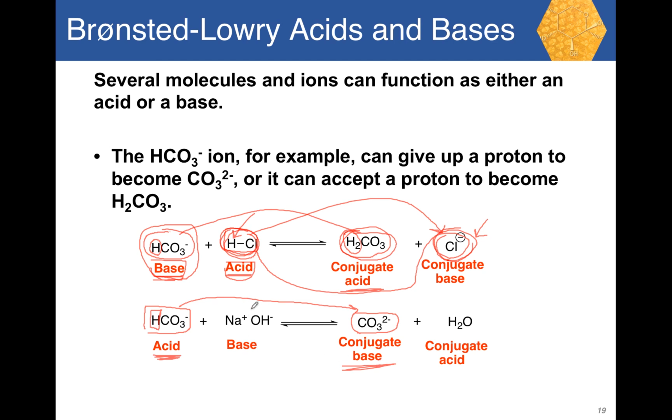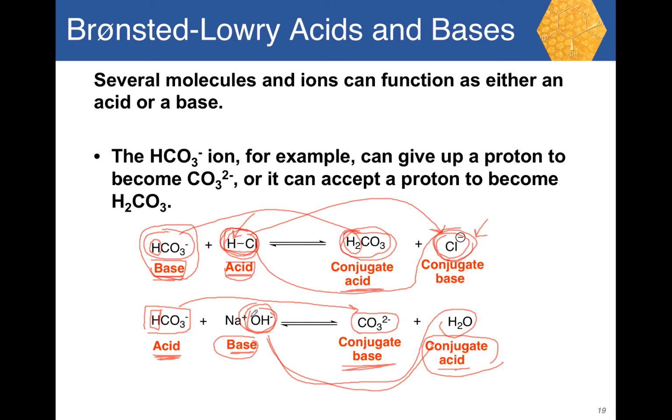Let's look at this one. OH negative. It goes from OH negative to H2O. So OH negative has gained a hydrogen. So this is a base, and this is its conjugate acid, because by definition a base is a proton or hydrogen acceptor. So in going from reactant to product, it has accepted a proton. Therefore this is a base and this is its conjugate acid.